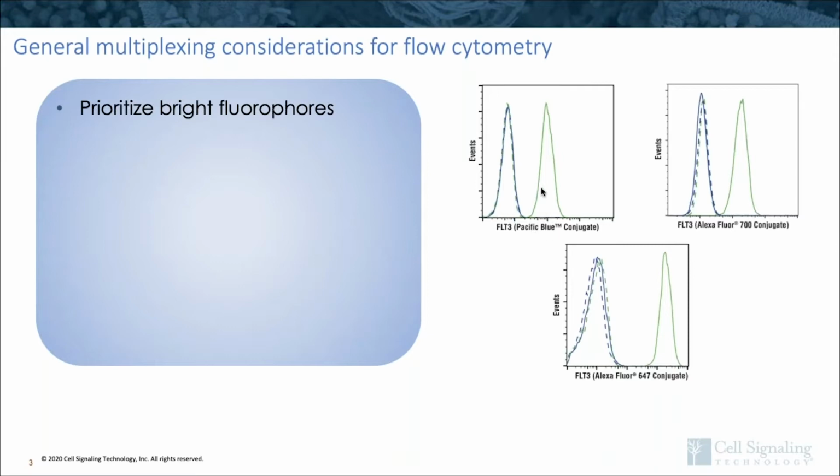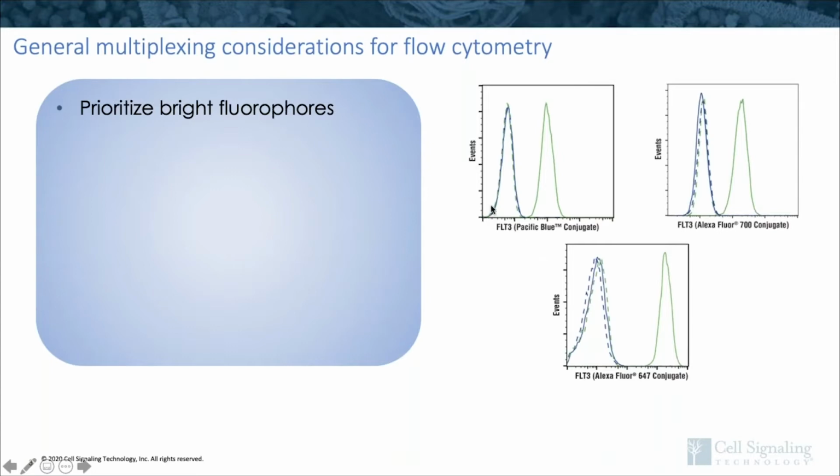And just to give an example of what it might look like to use a weaker versus a stronger fluorophore, here I'm showing some of our FLT3 products. A couple of them have been conjugated to weaker fluors, in this case Pacific Blue and Alexa Fluor 700, whereas one of them has been conjugated to a stronger fluorophore, Alexa Fluor 647. That's going to give you a better separation.